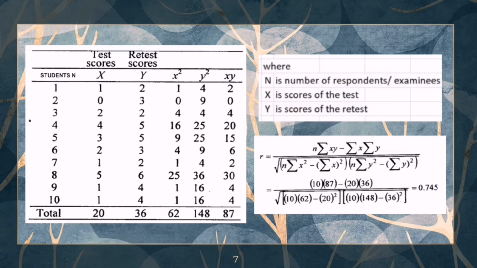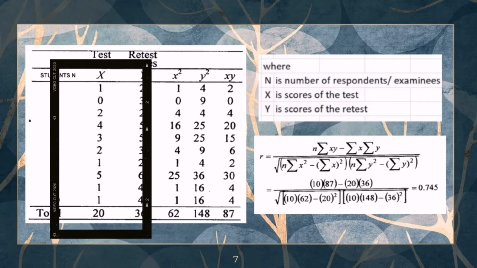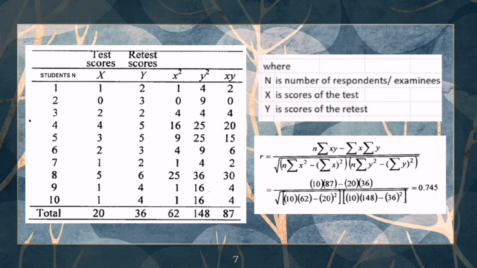Like, for example, dito sa X, pinag-add niya lang yung column na yon. Yung naging total nun is 20. Tapos yung sa Y naman, 36. And yung sa X squared, 62. Y squared, 148. And the XY is 87.